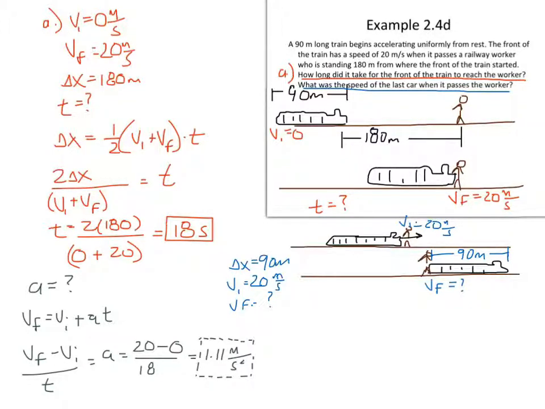We need one more known, one more given. Can't plug time in because time to reach the railway worker is going to be different from the time for the train to pass the railway worker, so we can't put in 18 seconds. But we can use acceleration because we just solved for that using the givens from part A.